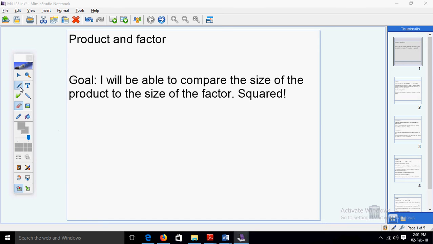All right, so our goal today is: I will be able to compare the size of the product to the size of the factor squared.